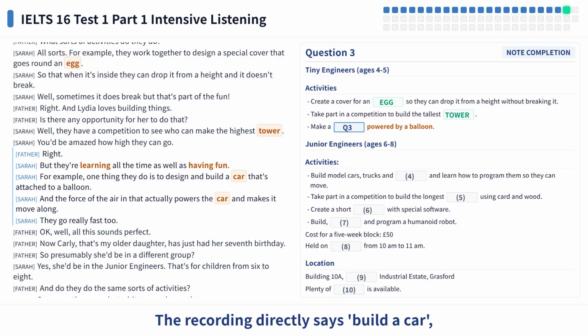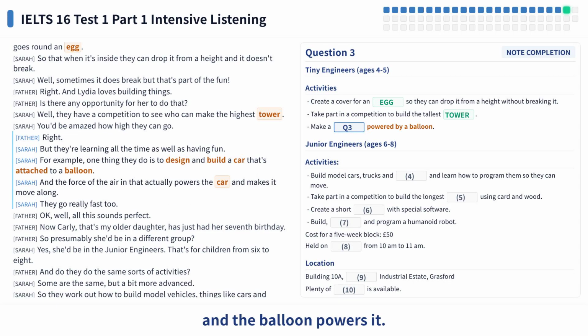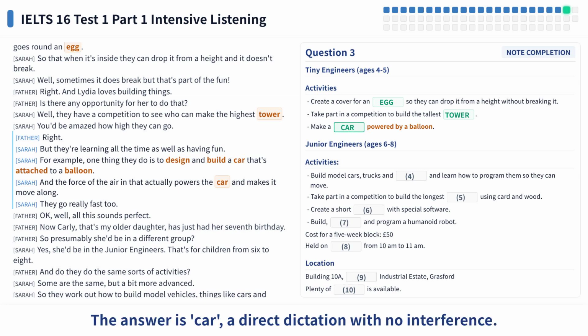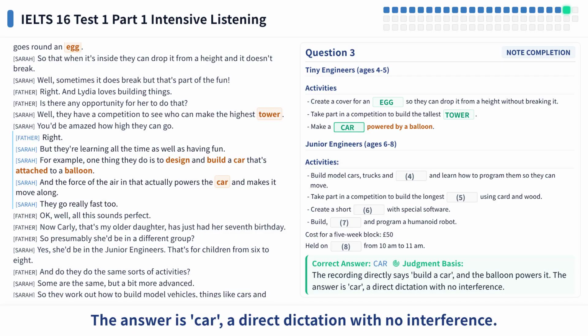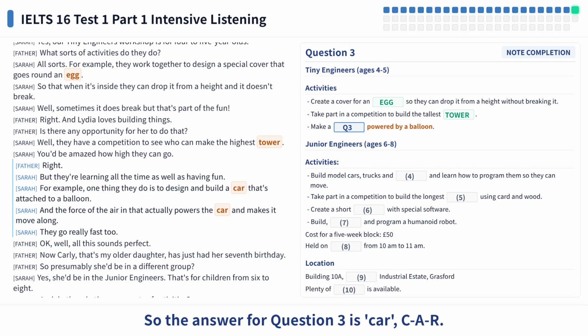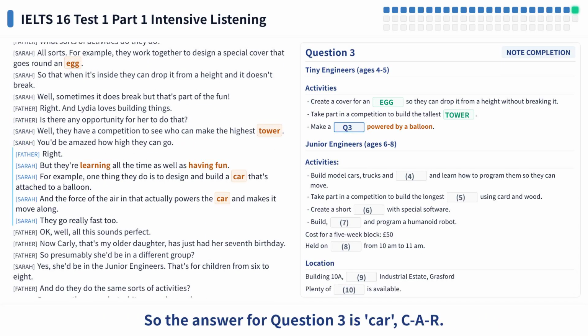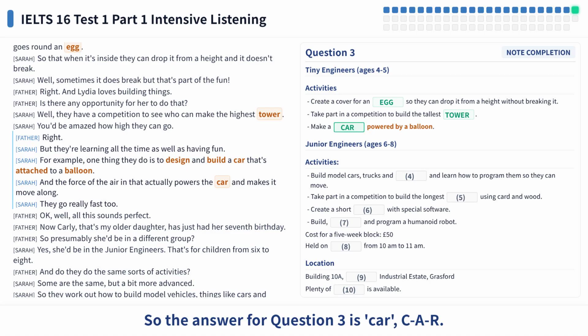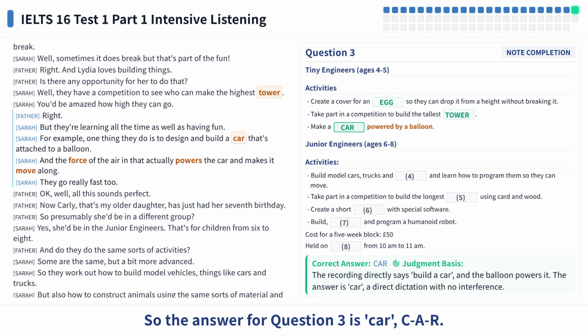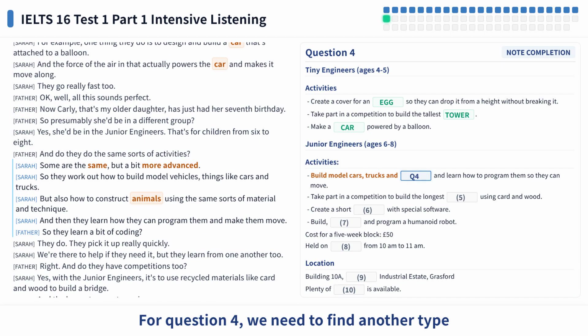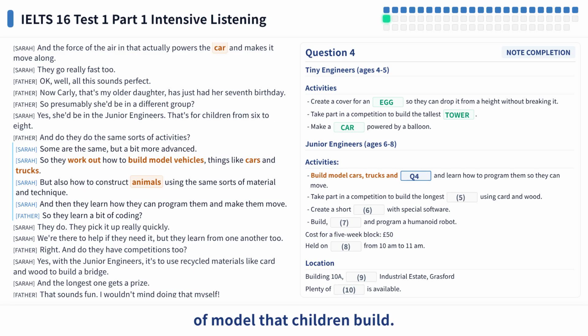The word before the blank is short, and after it is "with special software," so we need a noun for the thing being created. In the recording, Sarah says, "think up an idea for a 5-minute movie." The word "movie" is the answer we need. Notice that "short" in the question matches "5-minute" in the recording, so the answer is movie. The recording directly says movie.